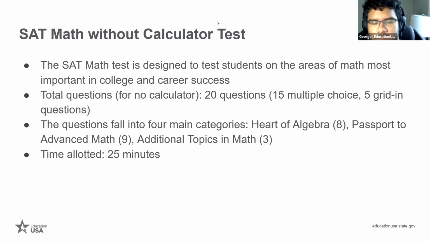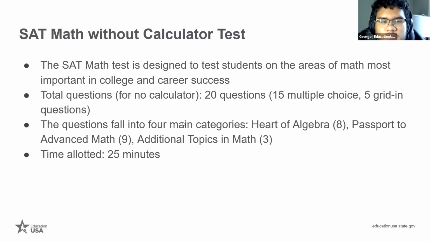But anyways, as I mentioned, the SAT without calculator test is the shorter portion of the math test, having only 20 questions overall, 15 of which will be multiple choice, while 5 will be grid-in questions. And I'll get into what grid-in questions are. The questions fall into three main categories. It should say three, but I forgot to update it. These categories are the heart of algebra, the passport to advanced math, and additional topics in math. I'll be going into more detail on these specific categories in the subsequent slides.